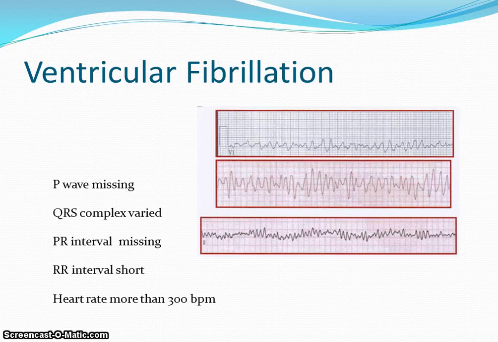Ventricular fibrillation generally shows no P wave. The QRS complex varies, mostly has a prolonged duration and a chaotic pattern. There is no PR interval, and the RR interval is short and irregular. The heart rate is fast and above 300 beats per minute.